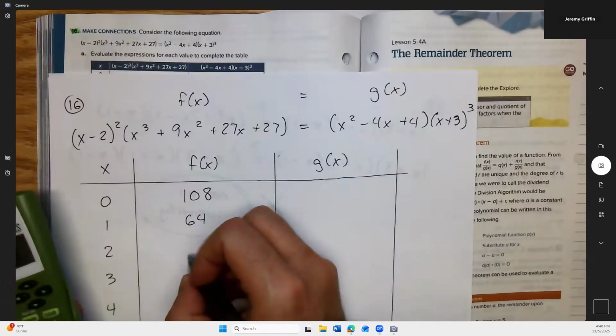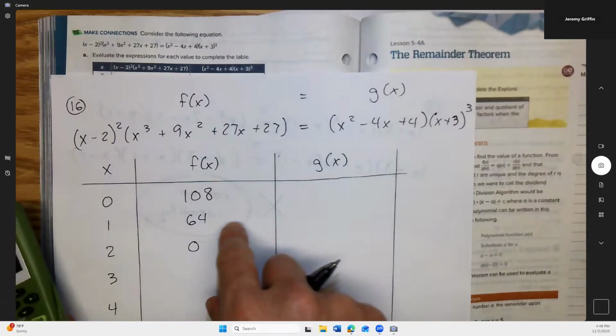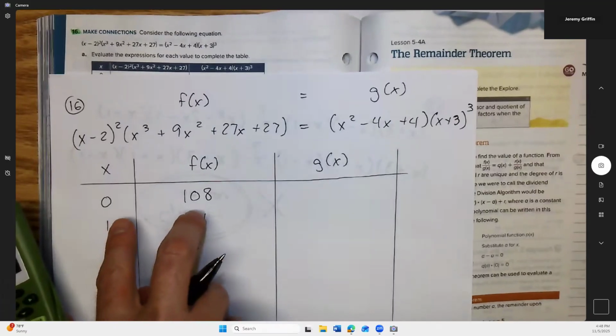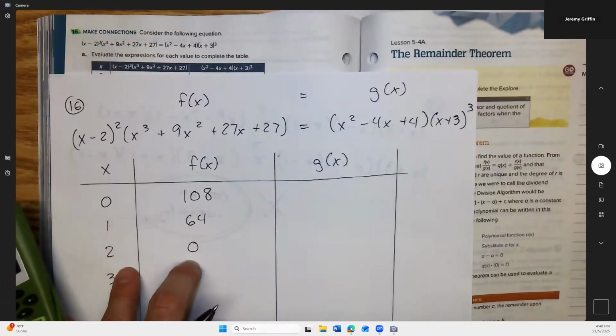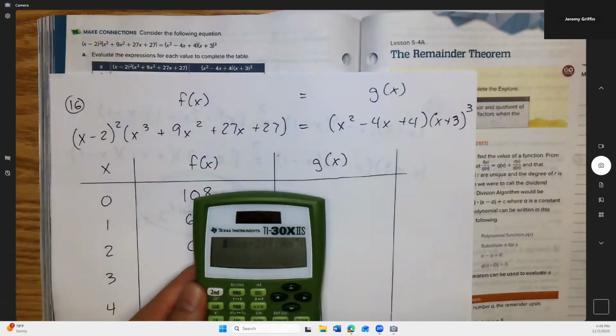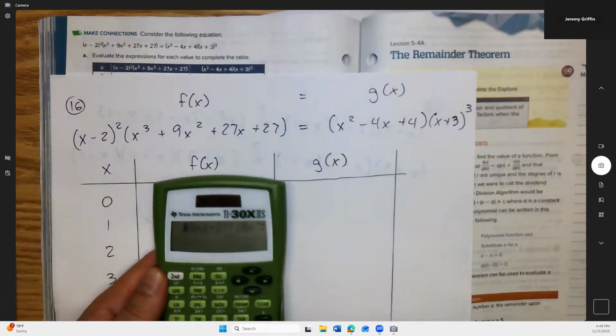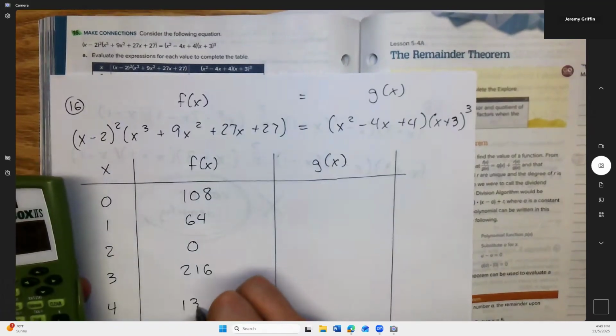What if I plug in 2? Let's say, 0. Right? Do you see you could also graph these? This could be coordinates. 0, 108 looks like a giant y-intercept. This looks like an x-intercept right here, we just did. Okay, plug in 3, get 216. Plug in 4, get 1372.